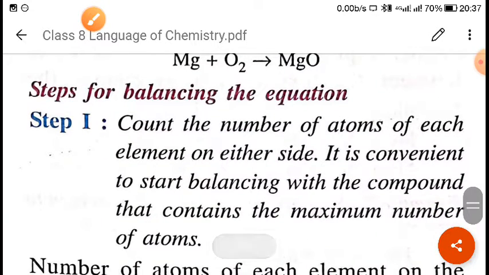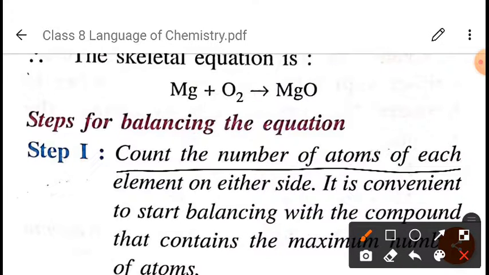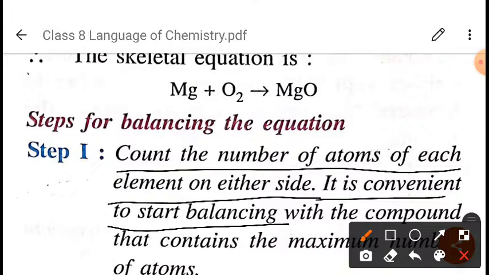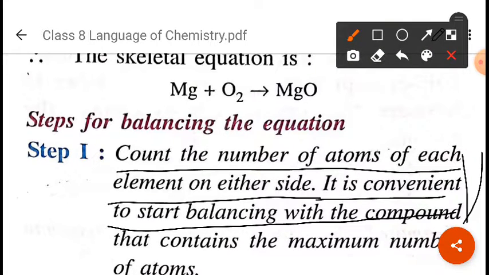So first of all, what we have to do is count the number of atoms of each element on either side, as we have seen, right? So first of all, count the number of atoms of each element on either side. It is convenient to start balancing with the compound that contains the maximum number of atoms.